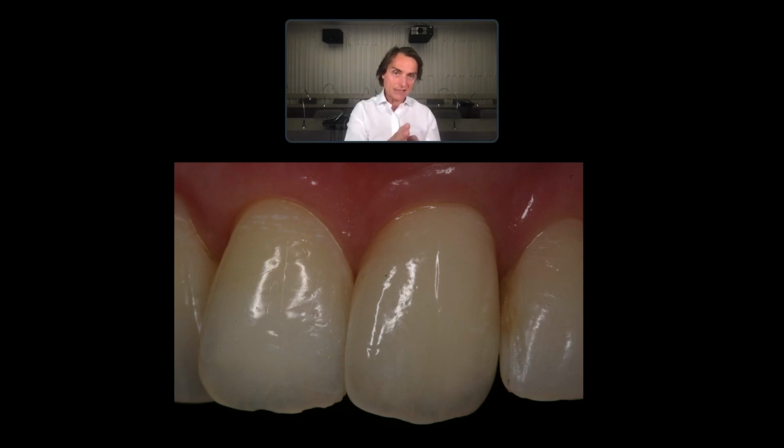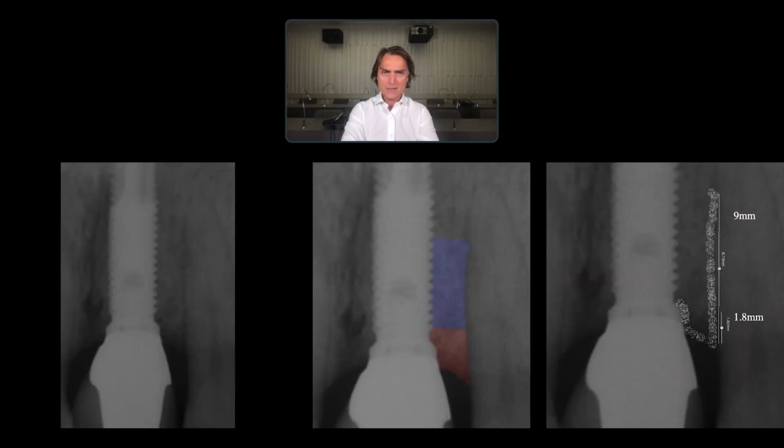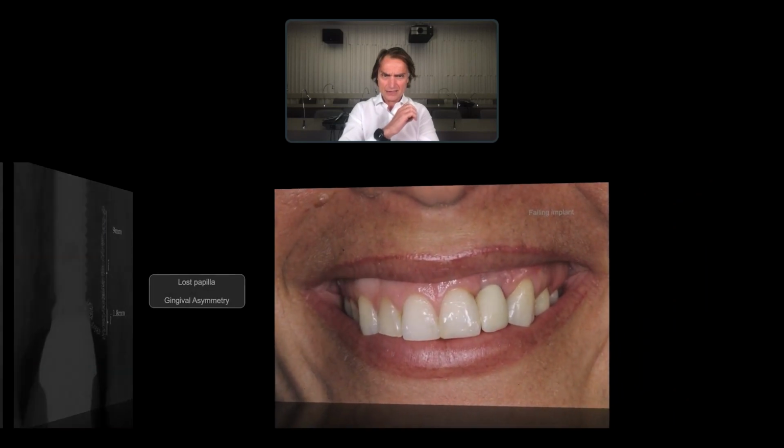And as you can see here, the central incisor distal papilla was completely lacking. There was no bone up to the 2/3 of the lateral incisor. And now it looks acceptable. And as you can see here, the red one is the bony peak graft. The blue one is the interdental bone graft that I did.